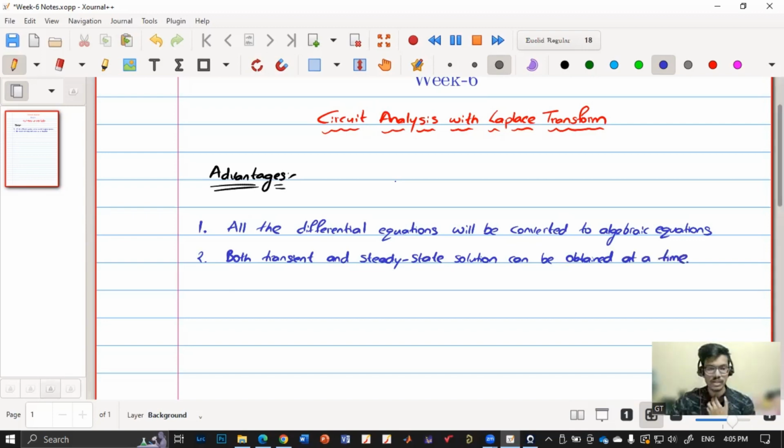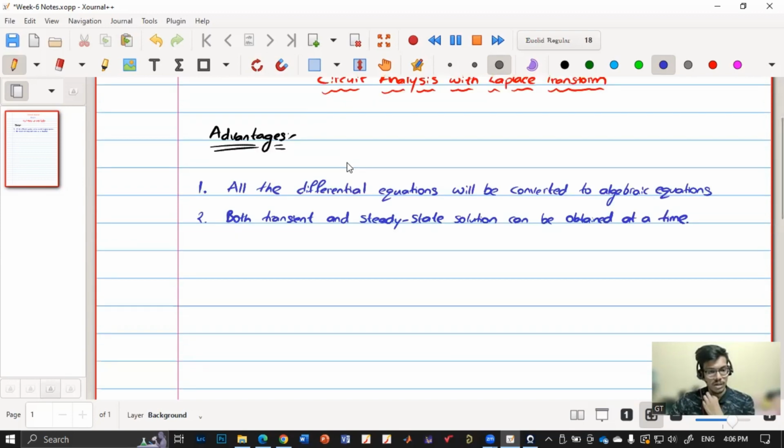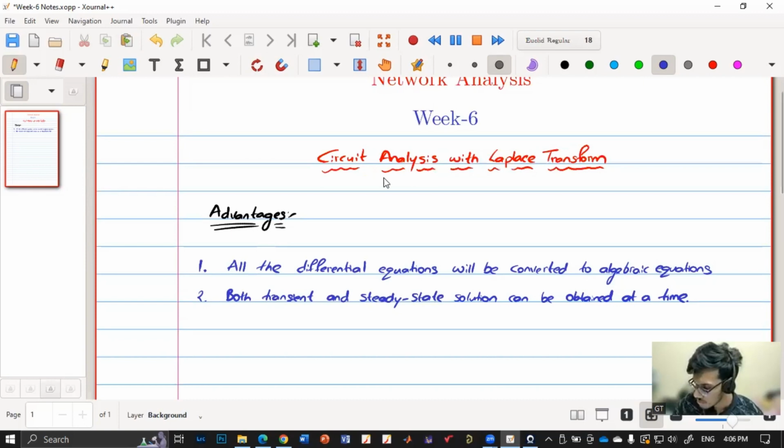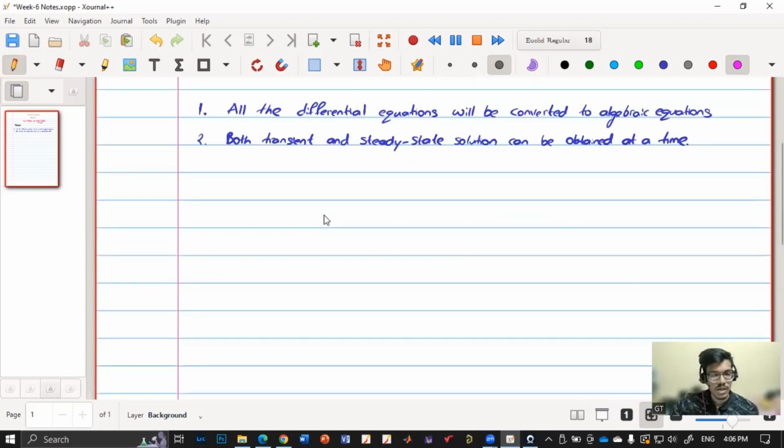So now we'll see how to convert our normal time domain to S domain. When we say Laplace transform, it means it is in S domain. First we'll see RLC circuits and how they are transferred to the S domain.